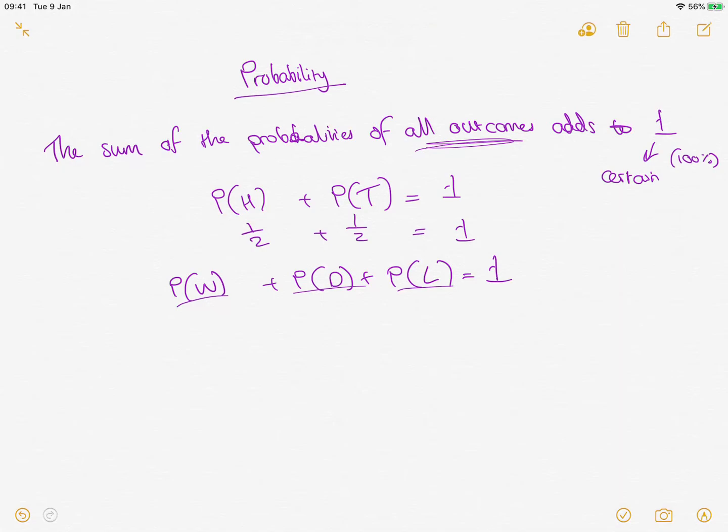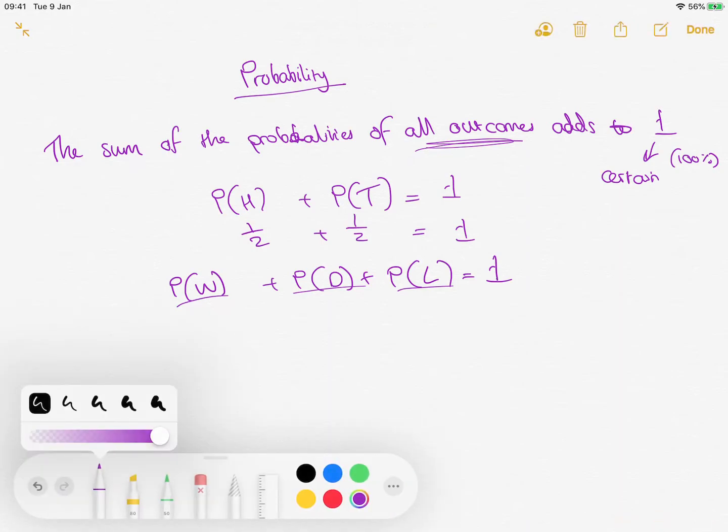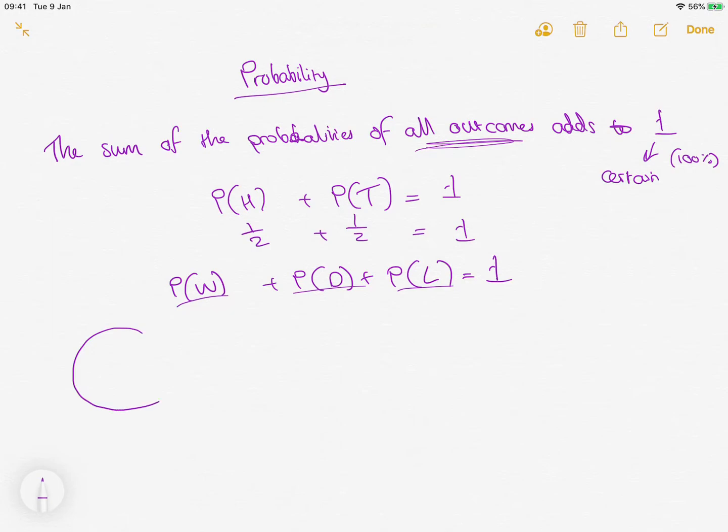An example of how I can work out a missing probability: let's say I have a spinner, and let's keep it purple. Let's say I have a spinner and one bit of it is purple and the rest is white, and I spin it and it lands on one of these things. Let's say I'm told that the probability of landing on purple is 2/5.